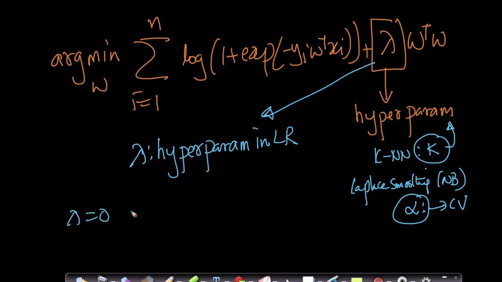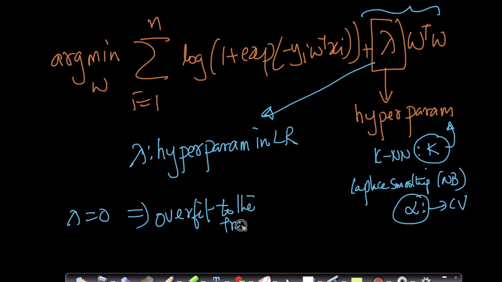Now let's see what happens if lambda equals 0. If lambda equals 0, there is no regularization term whatsoever. Then what happens? Then you will overfit, as we saw. We'll overfit to the training data by trying to make each zi go to plus infinity. So if lambda equals 0, you're going to overfit.